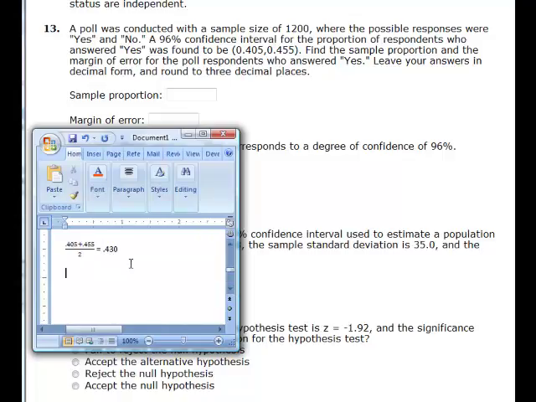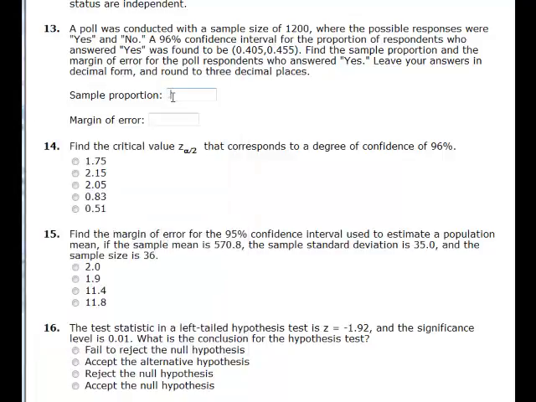Now to find the margin of error, all we need to know is how far it is from that sample proportion, which is in the middle of the confidence interval, to either one of our 2 limits. So for example, if we took the 0.430 and subtracted the lower confidence interval limit of 0.405, that would tell us what the margin of error is, and that gives us 0.025. So we have our sample proportion, which is 0.430, and our margin of error, which is 0.025.